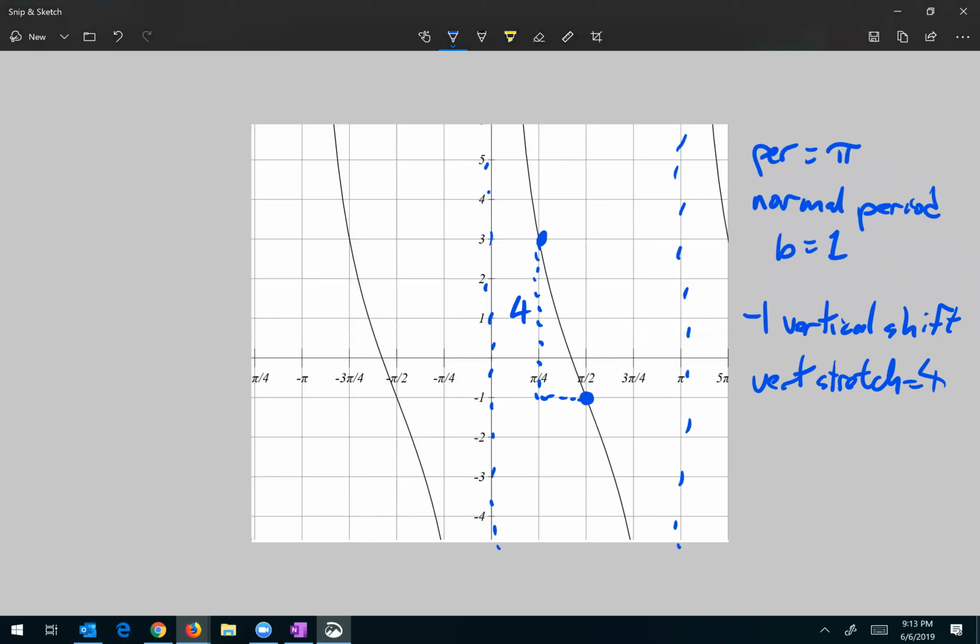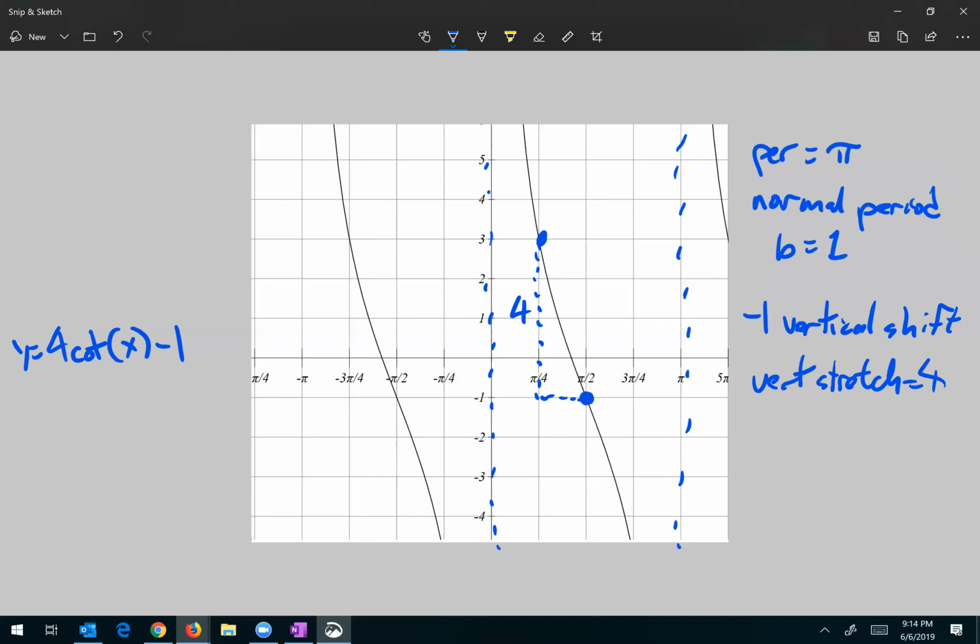And it has an asymptote right on the y-axis, so I don't have to do any horizontal shift. So the period and the horizontal shift are normal, but there's a vertical stretch and a vertical shift. All right, so this is going to be f of x equals. So there's a vertical stretch of 4. This is a cotangent because it has an asymptote on the y-axis. Positive because it's going down left to right, just like cotangent normally does. The period is normal, so I can just say x. But then it has a -1 vertical shift, so I put a -1 next to it.